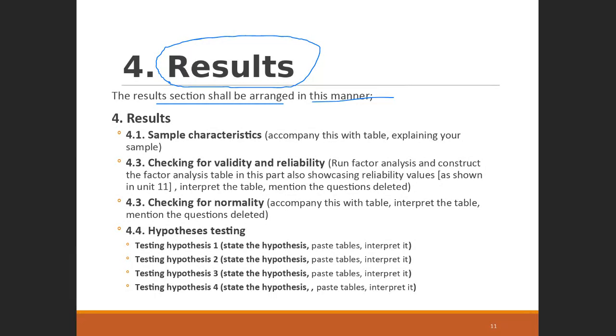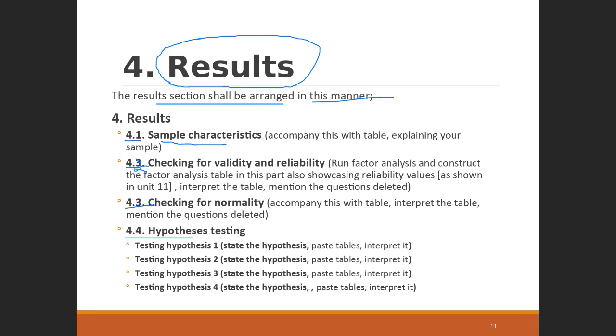Okay, the result section. The result section is divided into four subsections. So please, I think it is 4.2. So you need to keep this in mind, that your result section must be divided into these four subsections. So we discussed this in our analysis lectures, that first of all, your result section starts from sample characteristics.